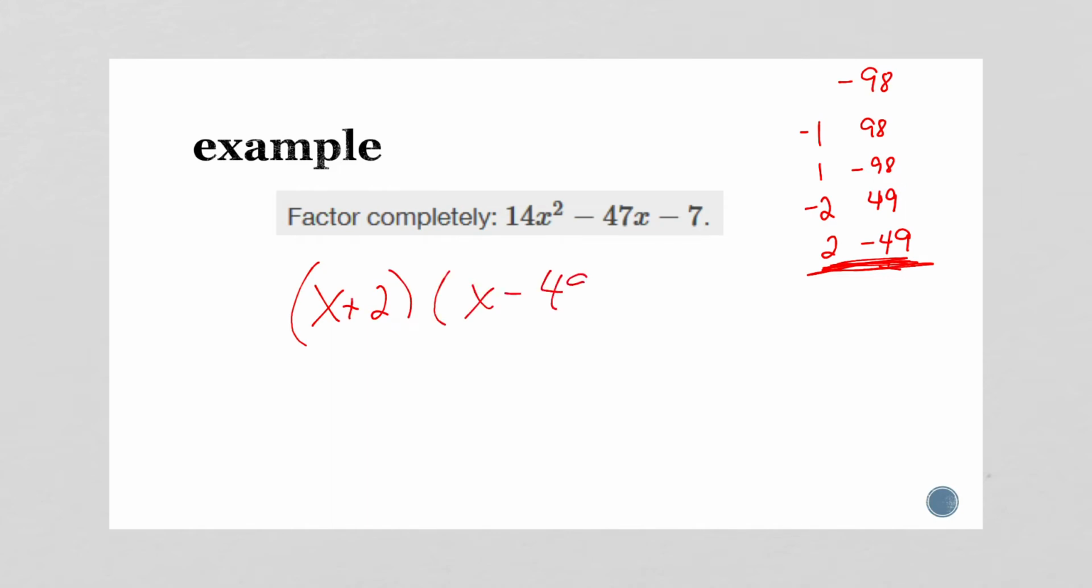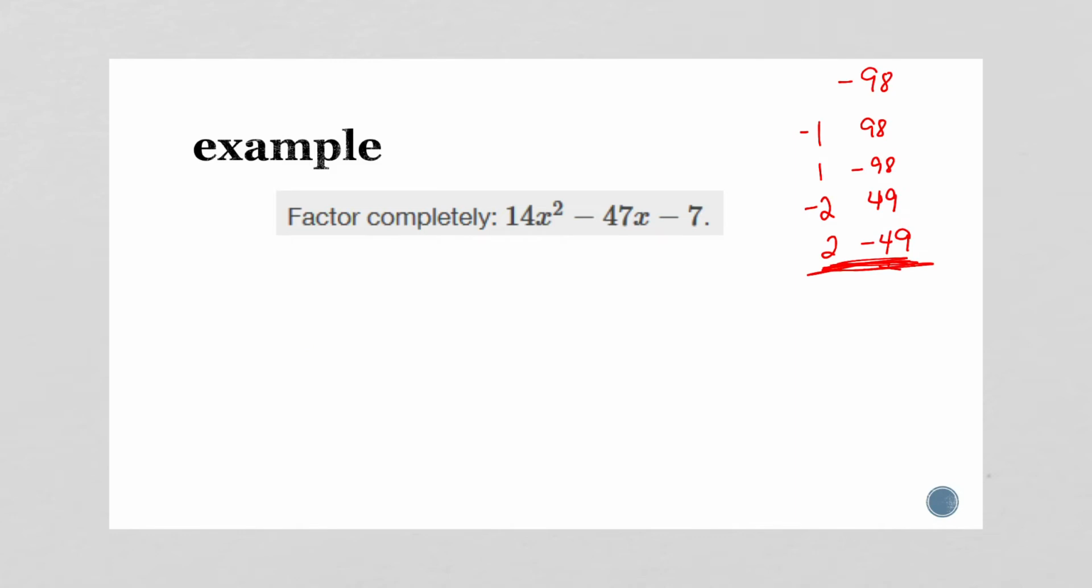x minus 49. Why not? Well, for one thing, because x times x is not 14x squared, okay? And 2 times -49 is not -7, okay? So we can't do that like we did in the last video. I'm sorry, I wish we could, but we can't. So here's what we have to do.